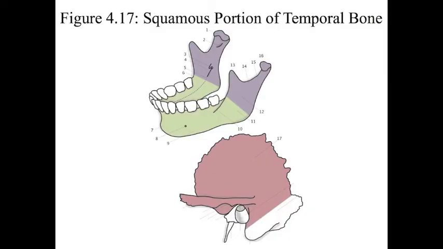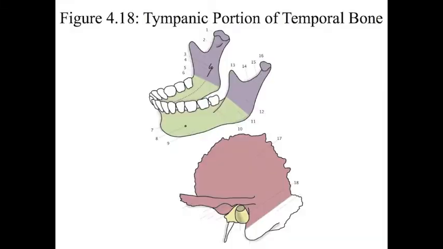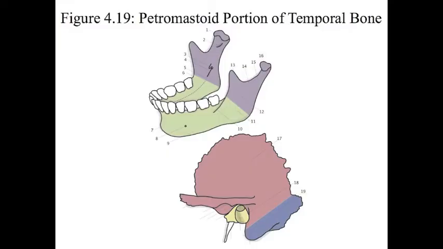Moving on with the temporal bone. It's divided into 3 portions. The first of which is number 17, the squamous portion of the temporal bone. This is a large, flat section. I like to think that it's been squashed. Number 18 is the tympanic portion of the temporal bone. That includes your external acoustic meatus, where you could hear a timpani for your tympanic portion. Number 19 is the petromastoid portion of the temporal bone. I remember this one because it has the mastoid process in it.